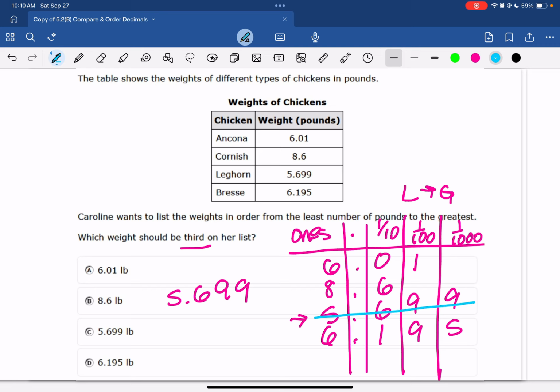Now we have two 6s, but we know 0 is smaller than 1. So that's the second number. And then now we're 6 and 195 thousandths is my third number, which actually answers my question. But the greatest is 8 and 6 tenths, but that's not what it's asking us. So we're going to go ahead and circle or select D.